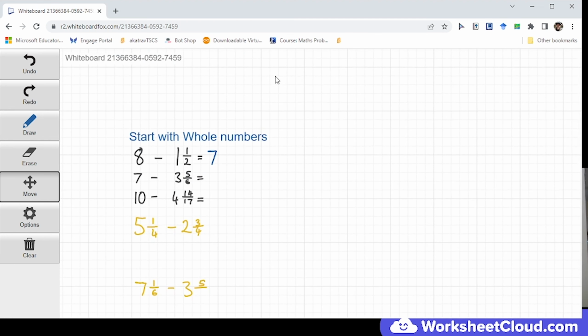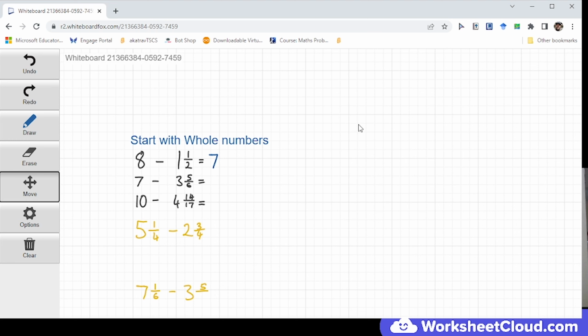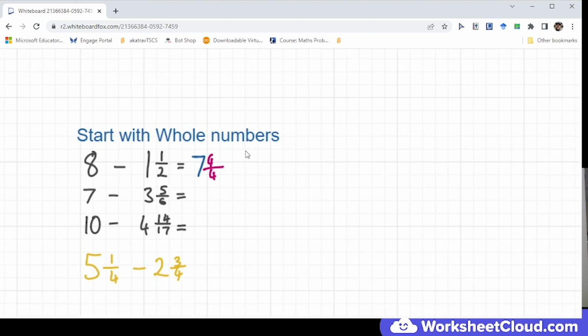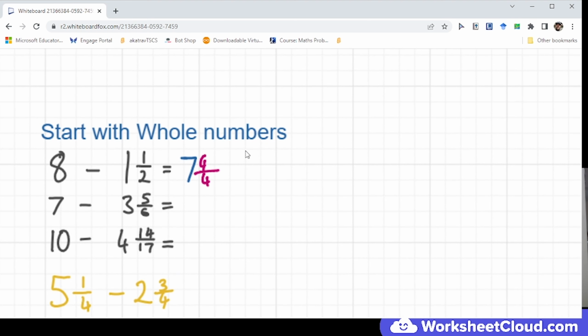So I'm borrowing from my 8. What kind of fraction should I take? I could take, why don't I take quarters? So let me say, okay, 7 and 4 quarters, because remember 4 over 4 is 1. Yeah, 4 over 4 is 1. Okay, fine. So then my second fraction was minus 1.5.